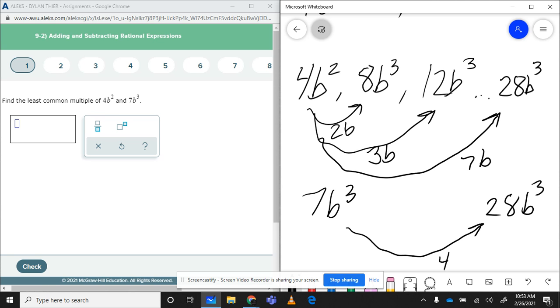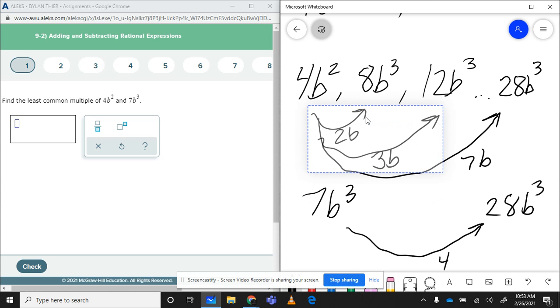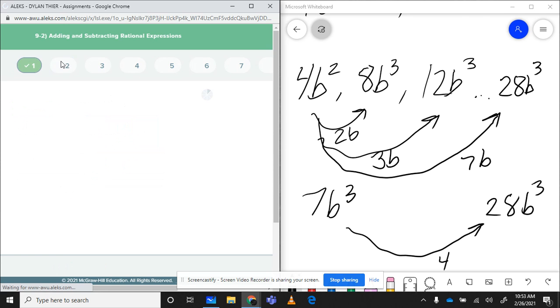Okay, so this is just slightly complicating things by adding these variables at the end, but you just have to keep track of how much more b you want in order to get to a common multiple of the other one. So I think my least common multiple is going to be 28b cubed. Let's see if that works out right. Okay.